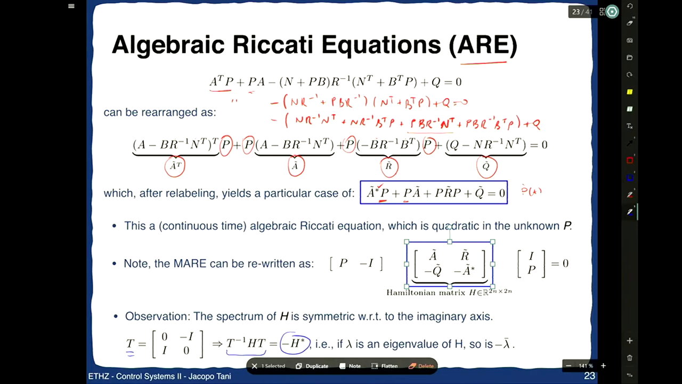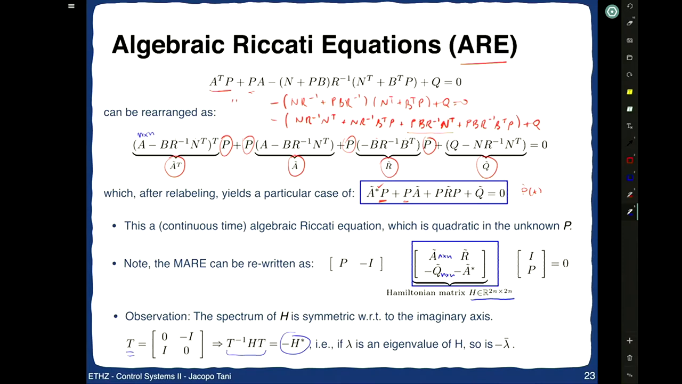When this happens, it tells you that the spectral properties of the two matrices are related, because we're just doing similarity transformations. And this tells us that this Hamiltonian matrix, which, by the way, has a dimension of 2n by 2n, because A is n by n, n being the state of the system, and Q is an n by n as well. So what this similarity transformation tells us is that the spectrum of H is symmetric with respect to the imaginary axis. If we plot out the eigenvalues of this big Hamiltonian matrix, if it had a few here, then it would have a few in the symmetric side as well.